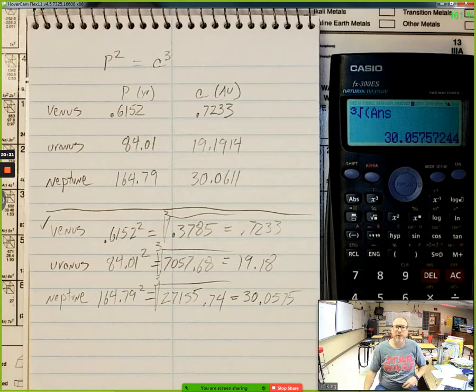So there you have it. We've got mathematical proof that Kepler's third law is a thing, and it totally works. So I will leave you with that nugget of fun today, and I hope everyone has a very happy Thanksgiving.